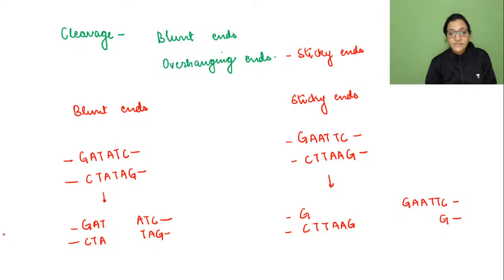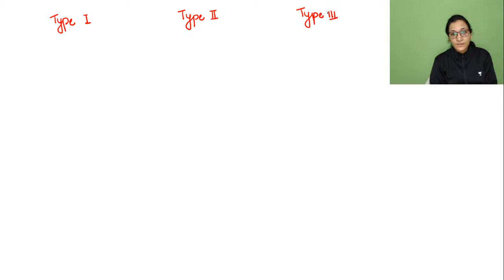The restriction enzymes themselves are of three types, that is type 1, type 2 and type 3. We'll do the comparison of type 1, type 2 and type 3. Type 1 is a single multifunctional enzyme, a single enzyme with multiple functions. Type 2 has separate endonuclease and methylase activity.